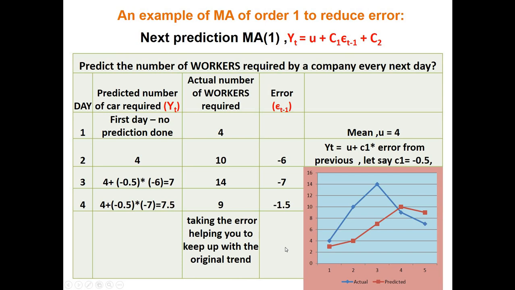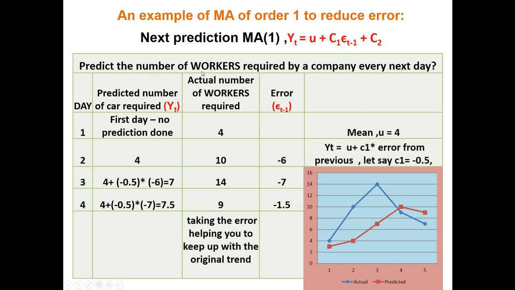Now, as you can see on the screen, this is how a moving average model works. And please remember, the moving average smoothing of video 1 is different from the moving average model. We are talking about a model now; that was just a smoothing. Here, the next prediction, MA(1), can be expressed as Yt equals mean, this is the mean, plus C1 multiplied by the error, this is the error of the past one value, plus C2. Through this example, we can understand how the moving average works.